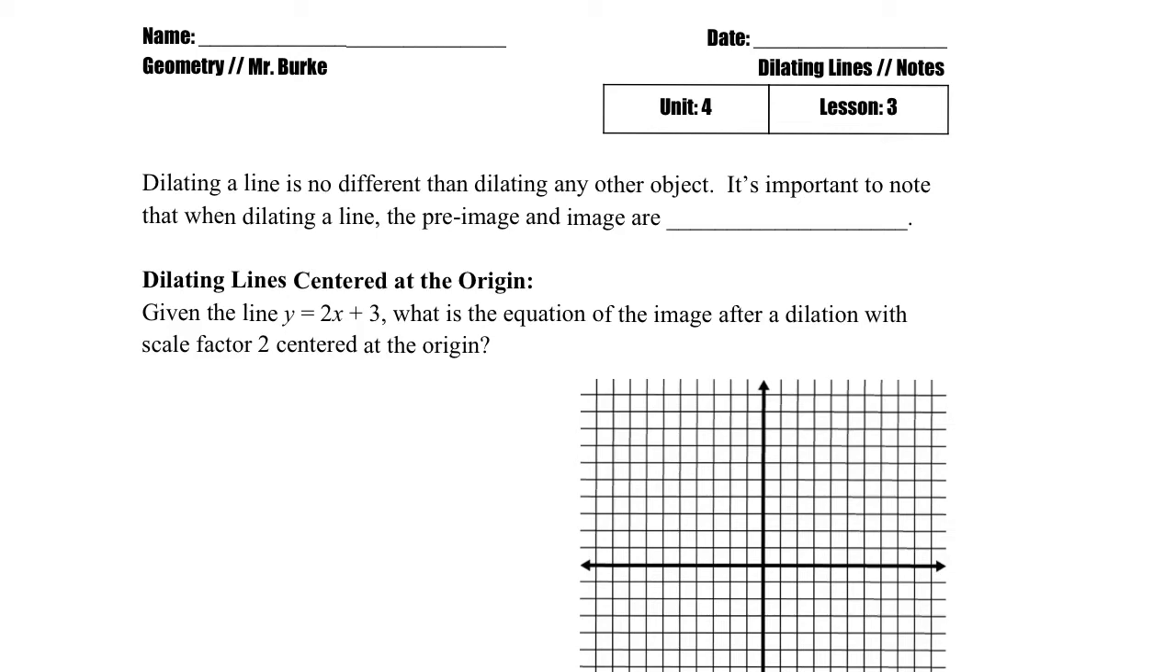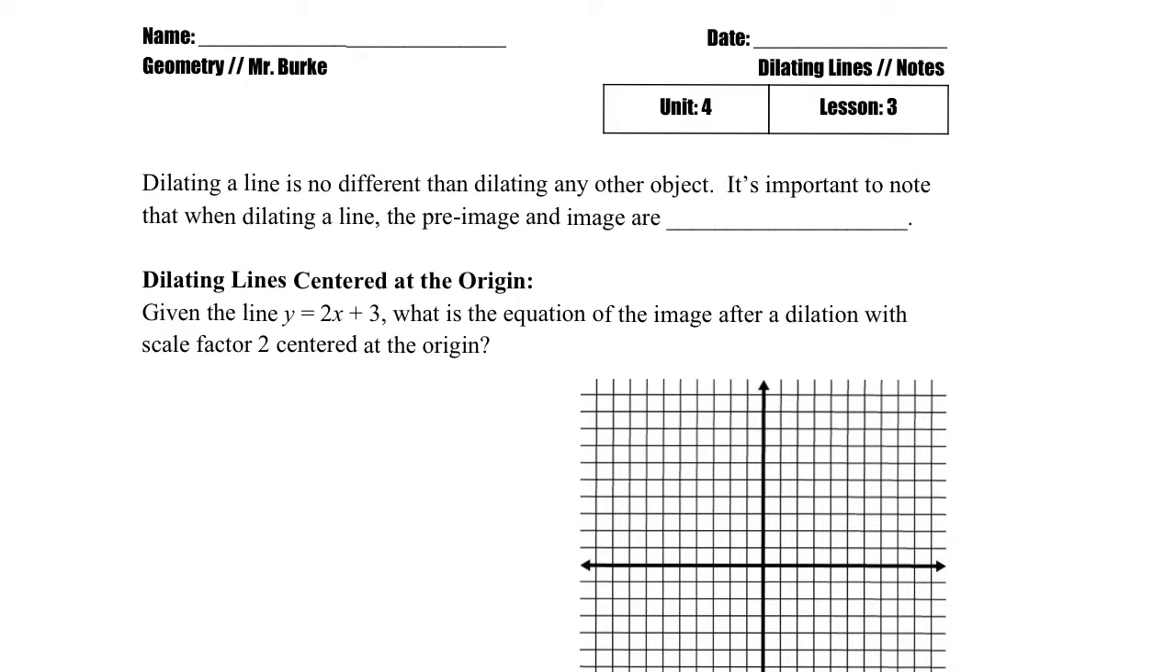Okay, so we also have to be able to dilate lines. And I know that seems really weird considering a line goes forever in both directions. So how do you dilate something that's already infinite? But it's not really so much that you're dilating the line itself. It's just the location of the line basically changes depending on where the center is.